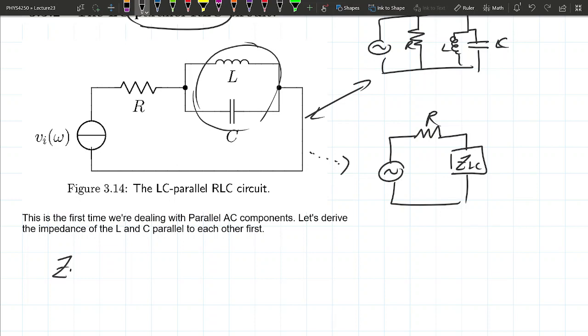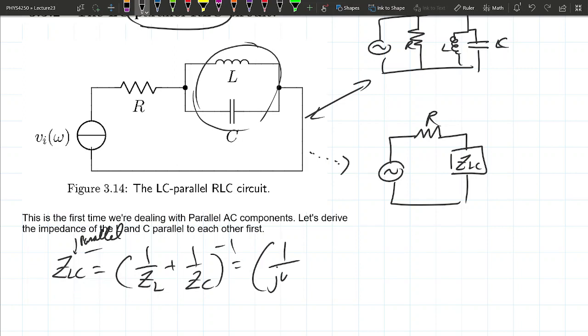So what's the impedance of this LC part in parallel? When things are in parallel, that's the more complicated way to add resistance. And since we know impedance is the generalized version of resistance, in order to add these impedances, we do it the more complicated way. So we have to know the impedance of the inductor, the impedance of the capacitor, and it's all flipped upside down.